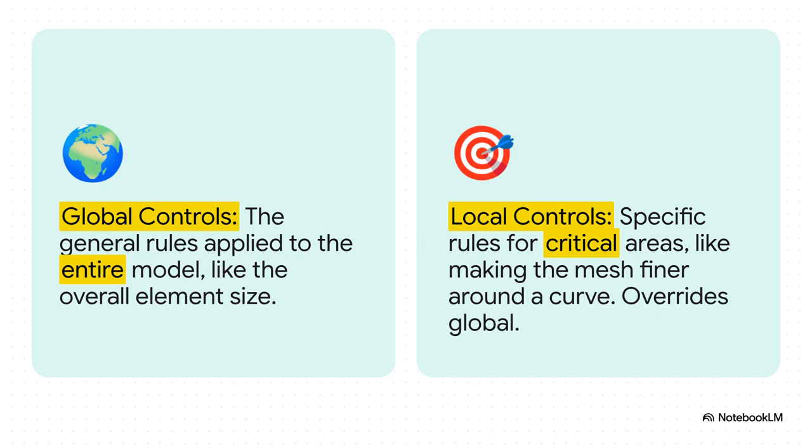First, you have your global controls. These are the big picture rules for the whole model, like saying, okay, in general, I want my elements to be about this big. But then, for the really important areas, you use local controls. These are specific instructions for critical spots, like telling the software to make the mesh much, much finer right around a sharp corner. And these local rules always override the global ones.